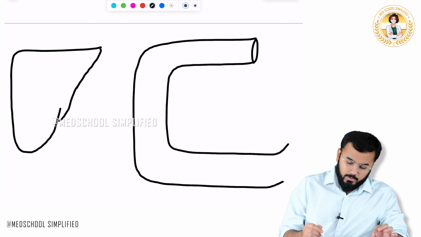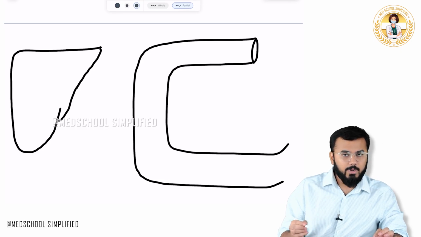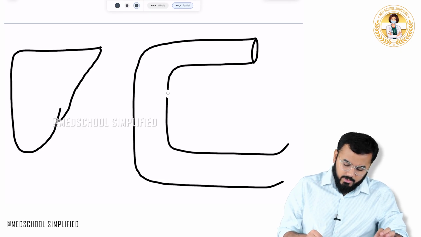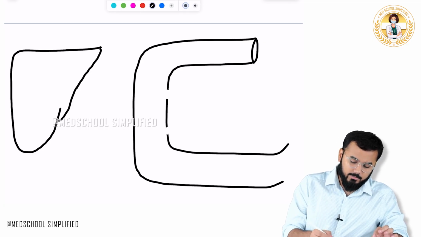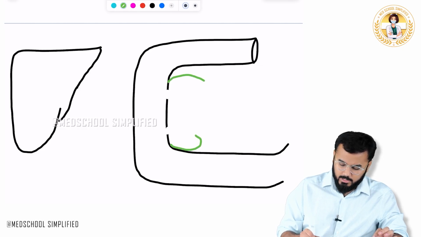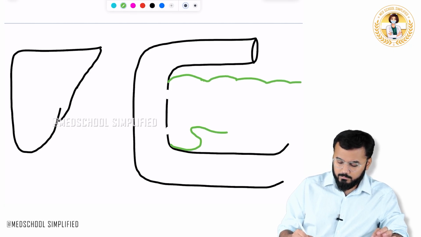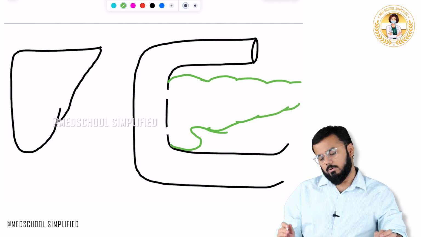Now, from our previous topics, you know very well that there are two different parts here. So here we have got one duct and here we have got another duct. But before that, let me just put up the pancreas over here. So let us say this is the pancreas and this is the uncinate process of the pancreas. Right. So I might not be able to draw the complete pancreas, but I'll draw it till here.